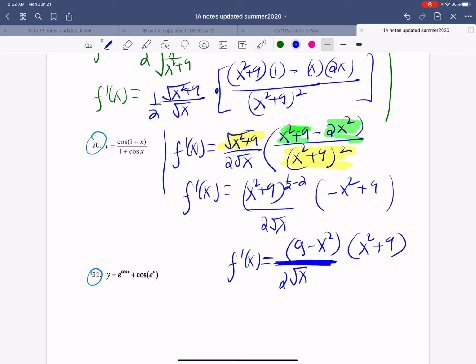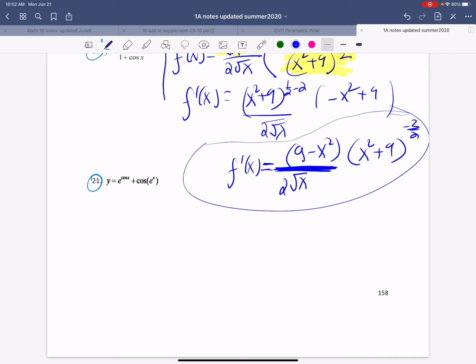y is equal to e to the power cos x plus cos of e to the power x. Well, if you look carefully, we do have composition of functions here, and we are doing sum and difference of two functions. So I don't have to worry about product rule or quotient rule, but I would have to find the derivative of individual pieces and then add or subtract them together.